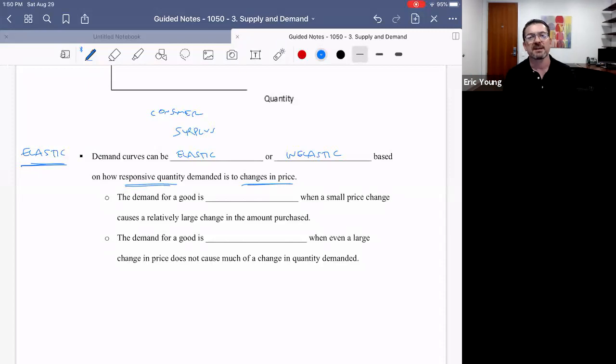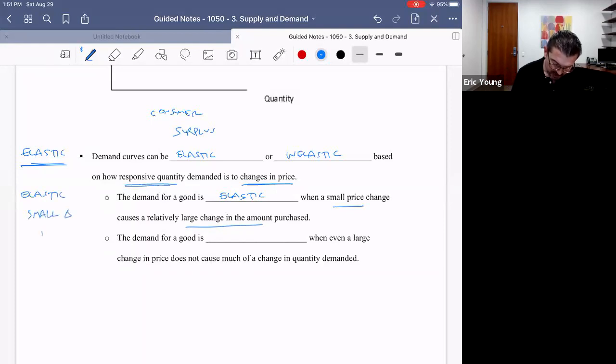You know, the law of demand says that these two things are responsive to each other. Elasticity says how responsive. The law of demand says that a change in P will affect QD. Elasticity says how big is that change, okay? The demand for a good is classified as elastic when a small price change causes a large change in QD, okay? That's really important.